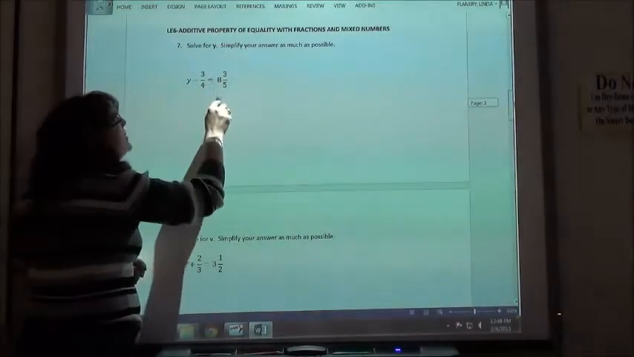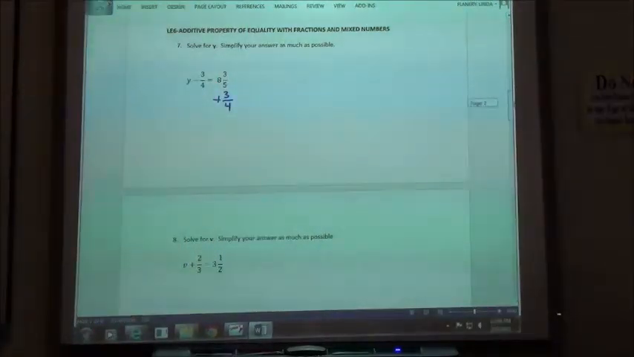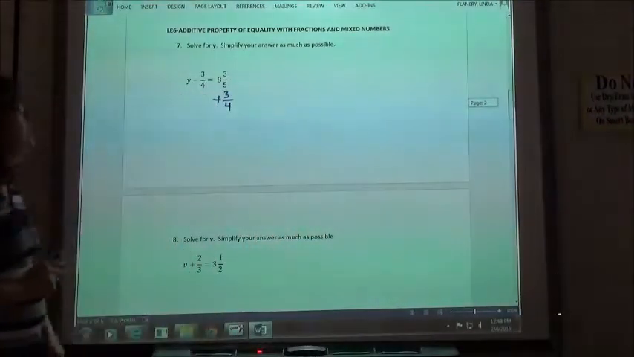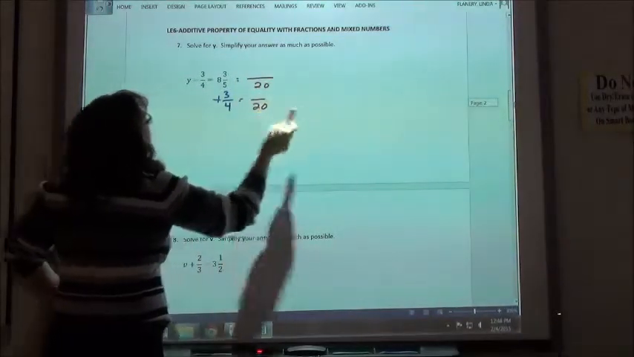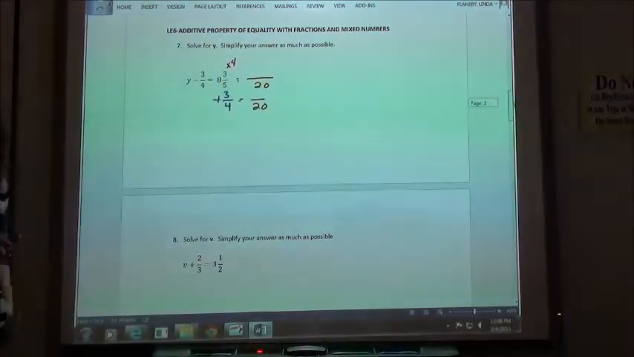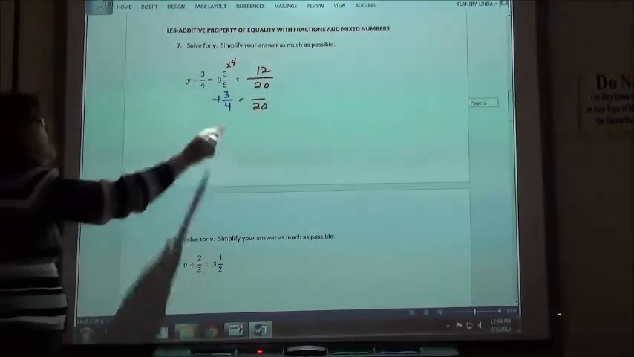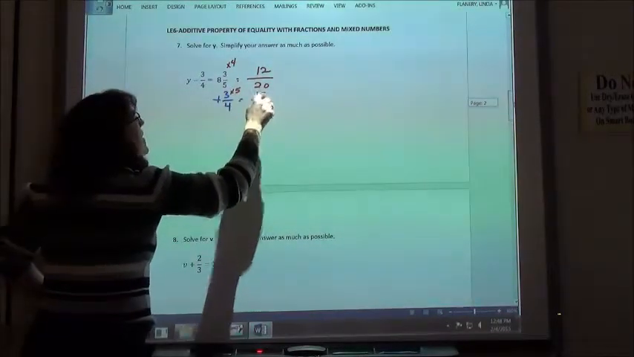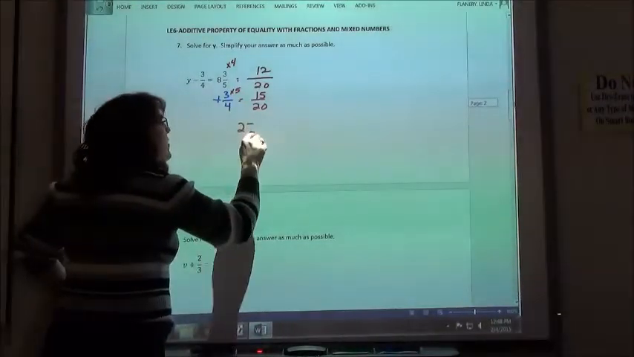Since I'm adding with mixed numbers, I'm going to put it underneath because I know I have to add my fractions first and find my common denominator. My common denominator on this one is going to be 20. So making my equivalent fractions. 5 goes into 20 4 times. 4 times 3 gives me 12. So I have 12/20ths. 4 goes into 20 5 times. 5 times 3 is 15. And then I added those. 12 plus 15 is 27/20ths.